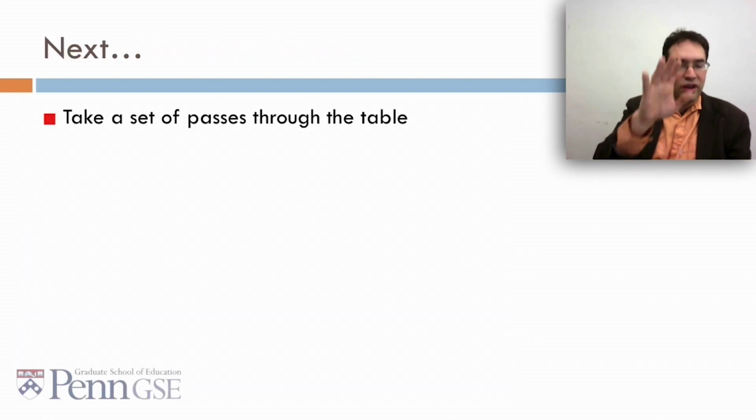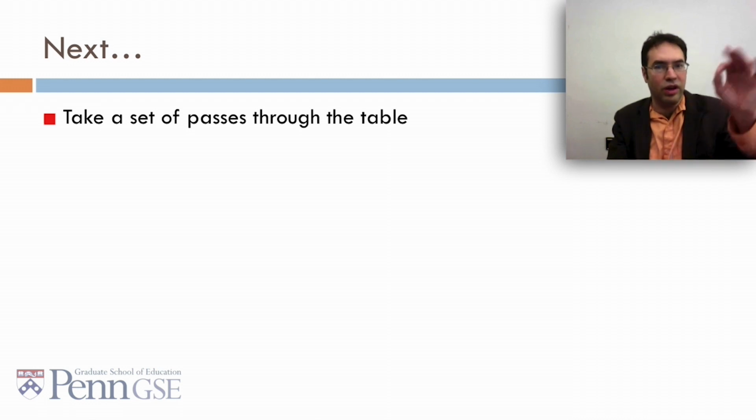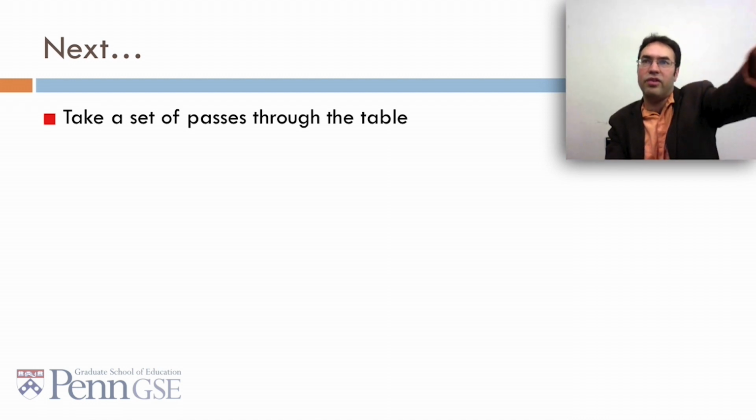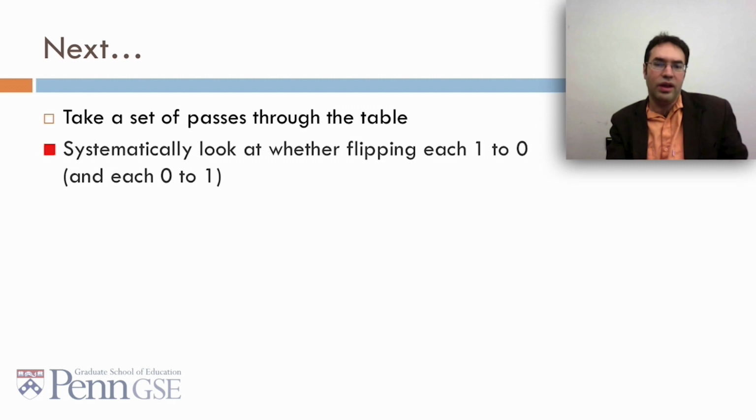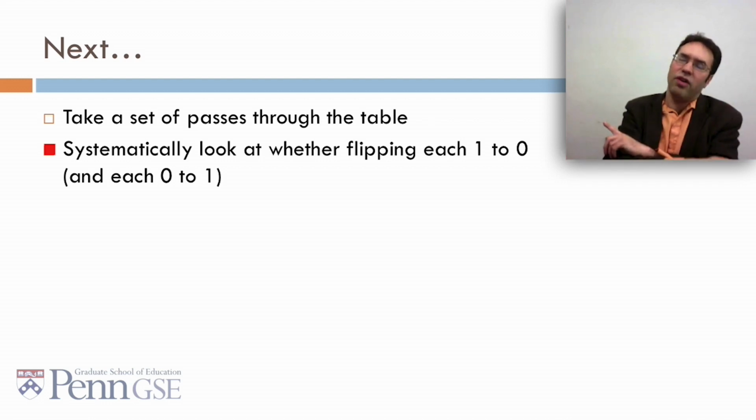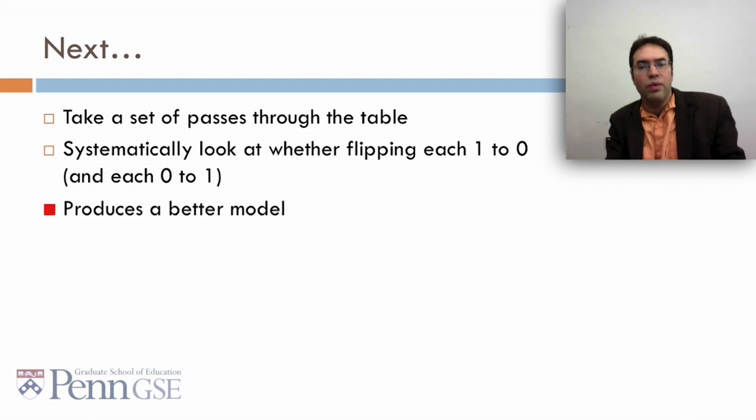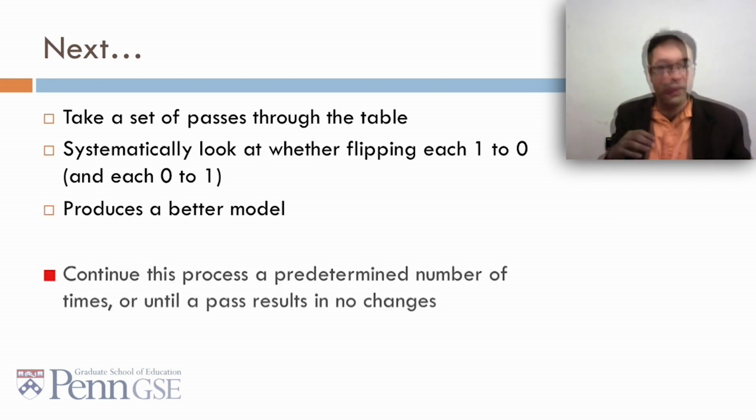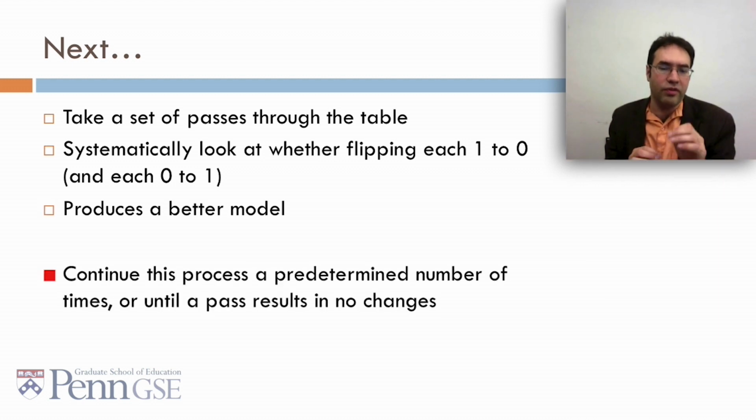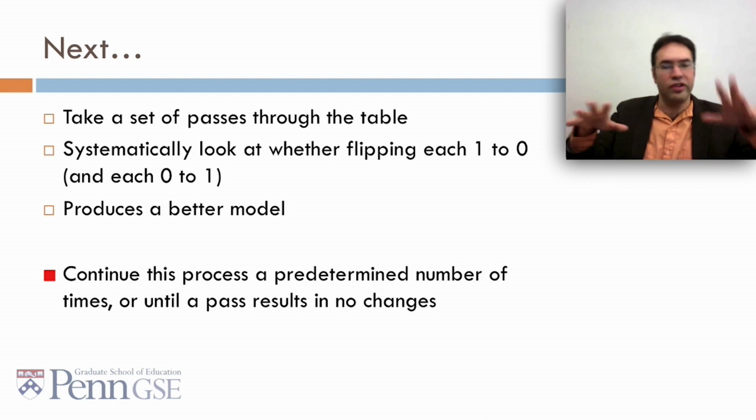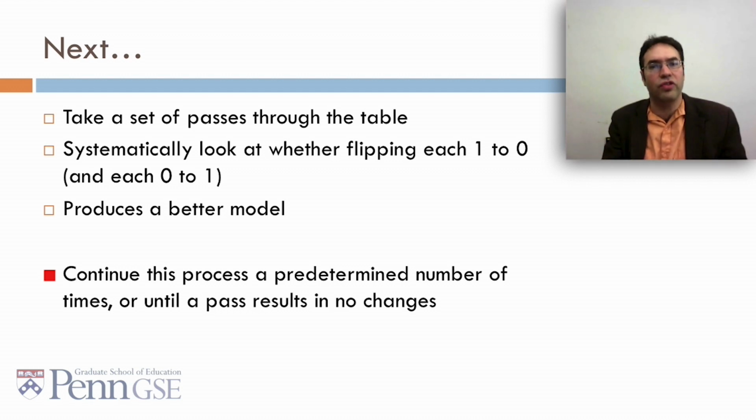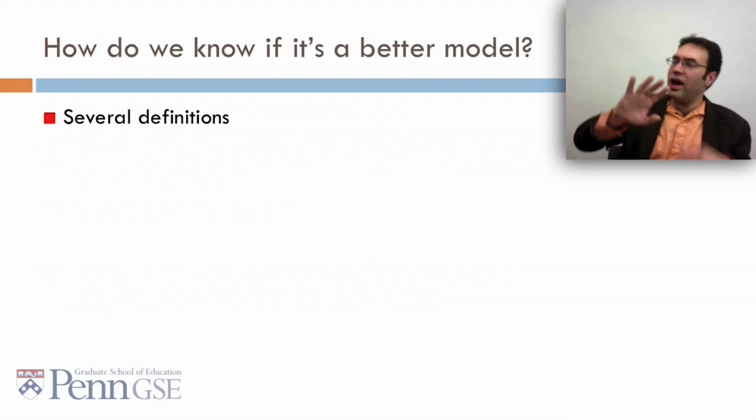Next, we take a set of passes through the table. So we're going to look at every single cell in the table, every single row and column, and we're going to systematically look at whether flipping each 1 to 0 and each 0 to 1, in other words, saying this skill doesn't actually involve this item or this item does involve this skill, produces a better model. We continue this process a predetermined number of times, a maximum number of iterations, or until a pass results in no changes.